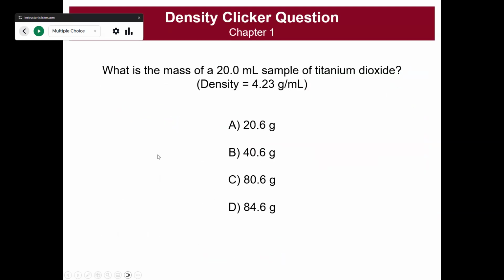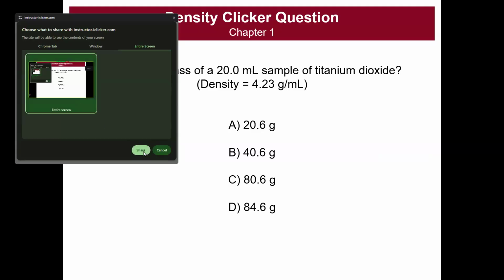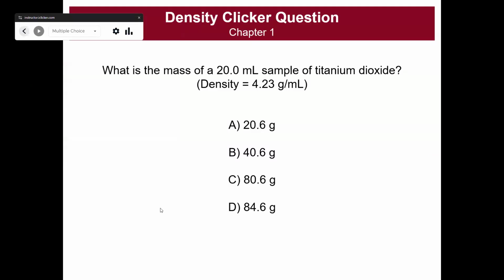So let's practice. We do this clicker question, and then we have 10 more minutes. I'll give you like 1 minute for this one, and then we'll have 9 minutes left to go. What is the mass of a 20.0 milliliter sample of titanium dioxide? It doesn't matter that it's titanium dioxide, just matters that we know what its density is, which is 4.23 grams per milliliter.